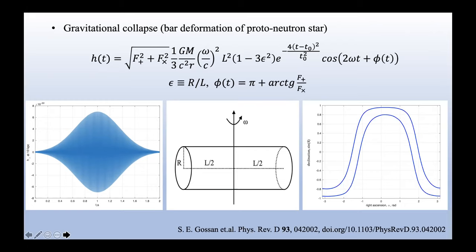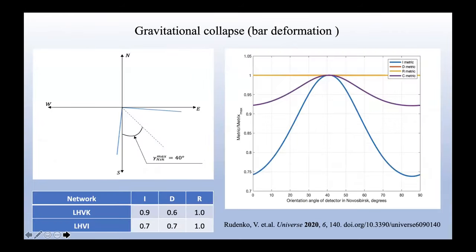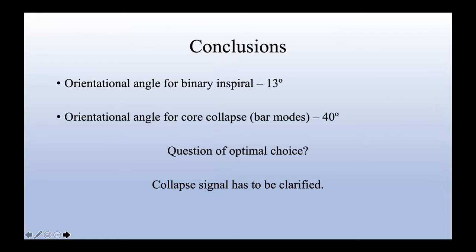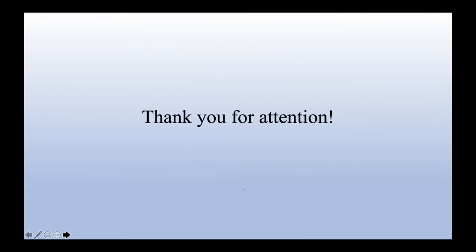This requires averaging over time-dependent functions over 24 hours. In this case, the optimal angle is 40 degrees. So now the results of the Eurasian network are a little bit worse than for chirp, but still acceptable. To make a conclusion, I would say that now we got two optimal angles and the choice will probably depend on the future tasks of the network. Moreover, the approach to calculating the efficiency has to be modified to work with more complicated signals from other stages of core collapse. Thank you for your attention.